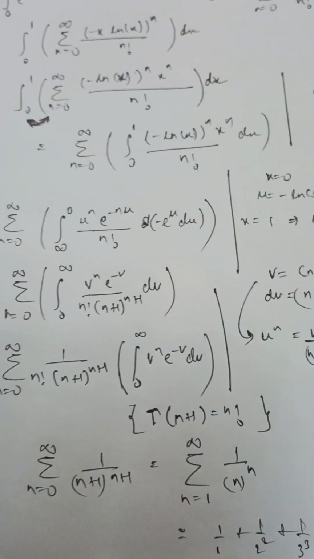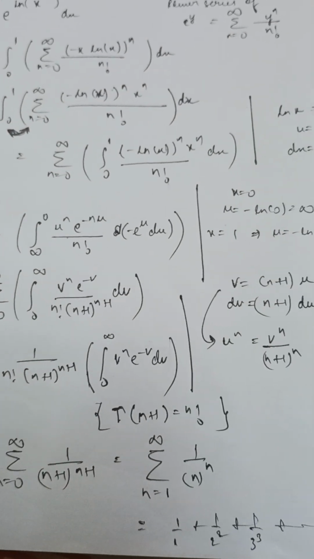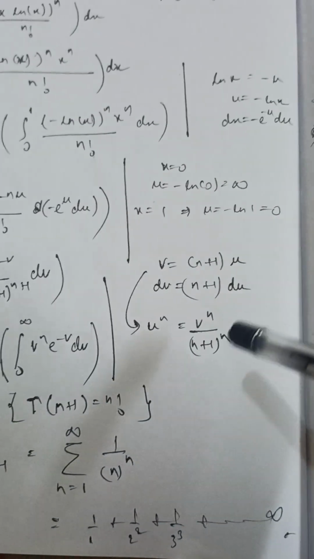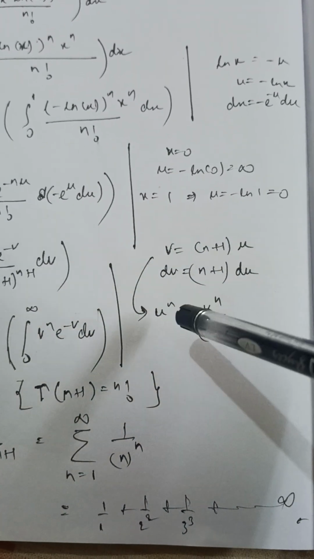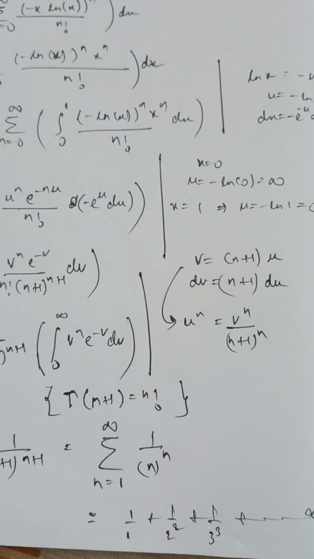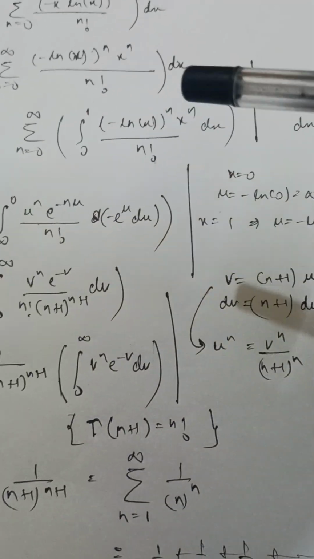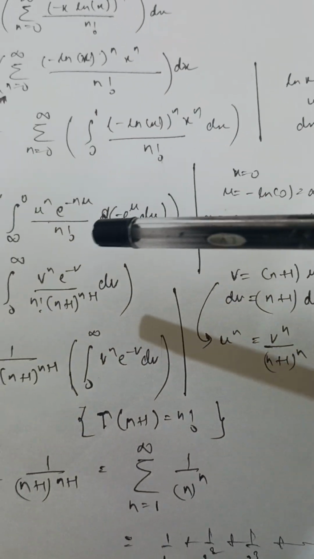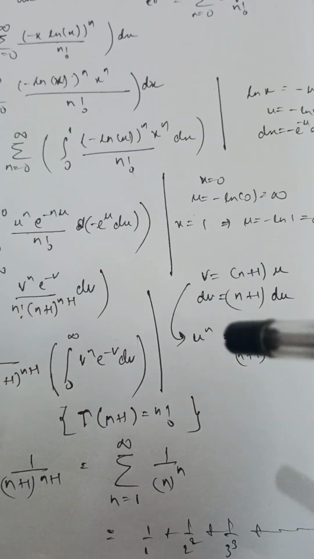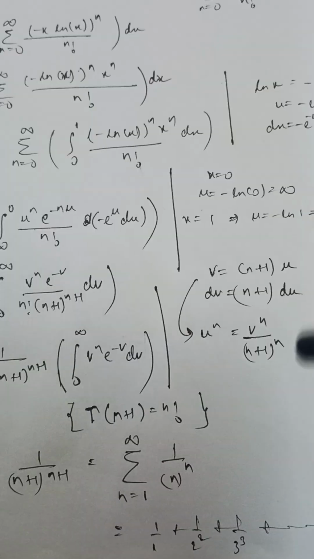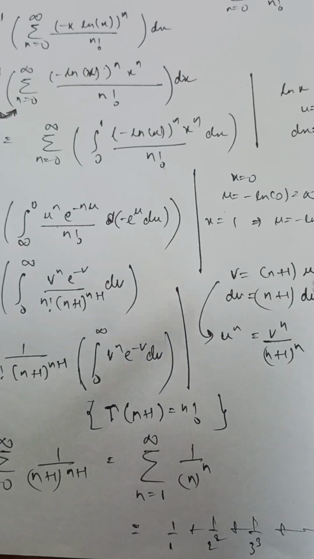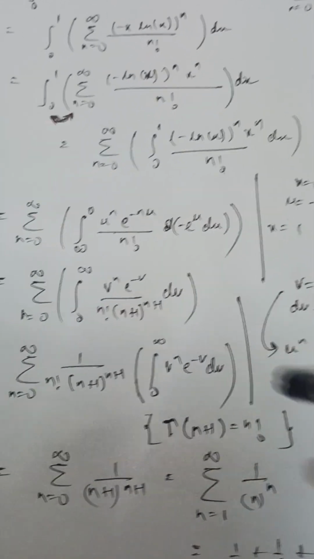Now I will do another substitution where I will substitute v equals n plus 1 times u. You can see the substitution here. From here I can write dv equals n plus 1 times du. This substitution is just to simplify this equation, because I can see I have n factorial in the denominator. If I combine it with u to the power n, it will become v to the power n upon n plus 1 to the power n, and by practice you can see this kind of simplification to simplify the equation.